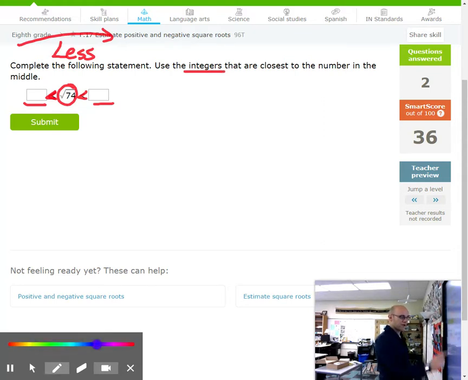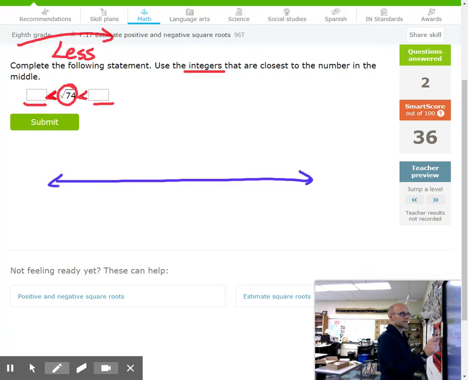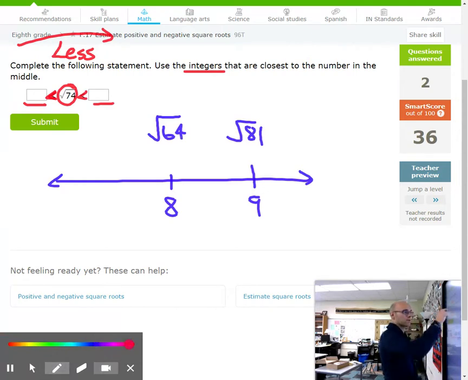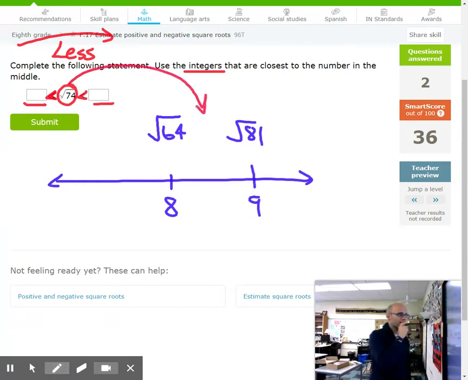Let's picture our number line. Here we go. If we had square root of 74, well, I'm thinking of a perfect square, maybe 81. Square root of 81 is 9. And let's go a little lower. I'm thinking 8 over here. That'd be square root of 64. So here we are. Square root of 74 is actually really close to these. It's pretty darn close to these. So that's going to be somewhere between 8 and 9. It's probably about 8.5 or something like that.